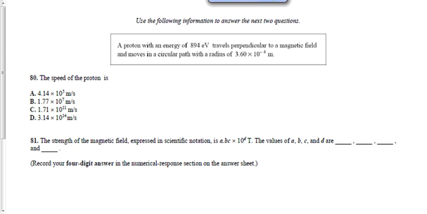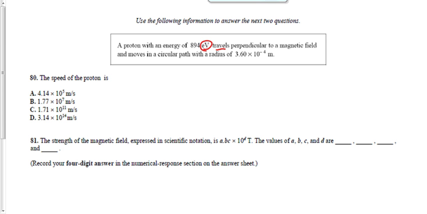The question says a proton with an energy of 894 electron volts travels perpendicular to a magnetic field. We're going to circle that eV because we know that we're going to have to convert that to what units? Joules, right. We're talking about an energy here, right? What kind of energy would this proton have if it's traveling through a magnetic field?